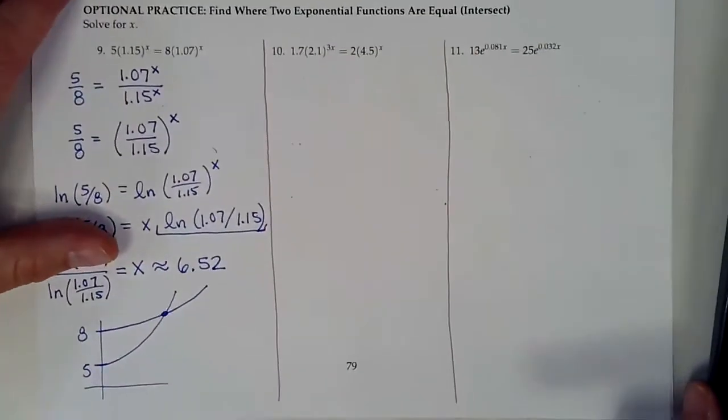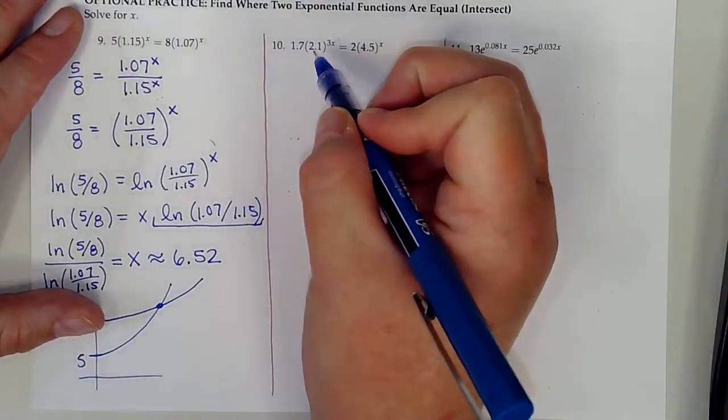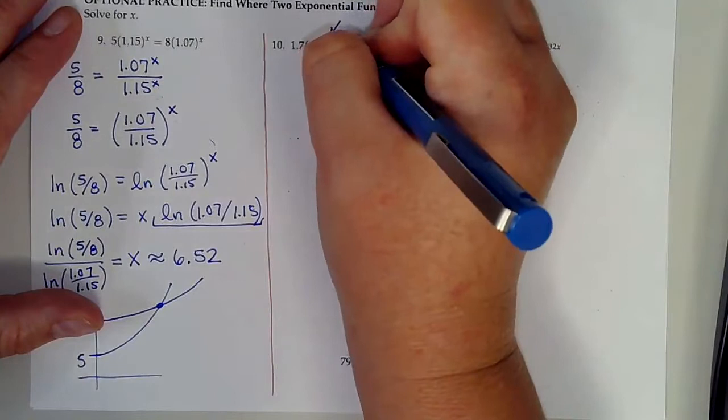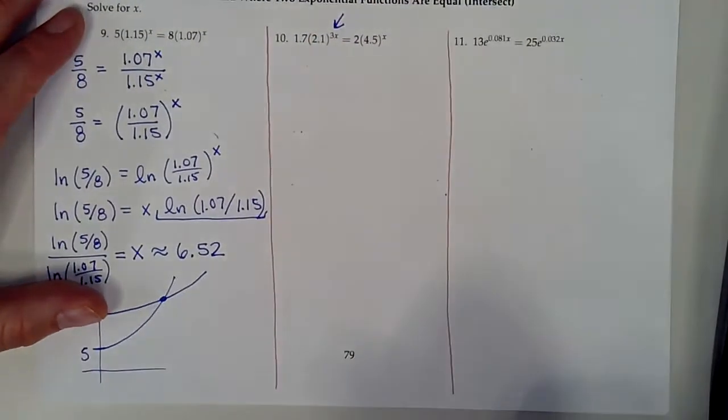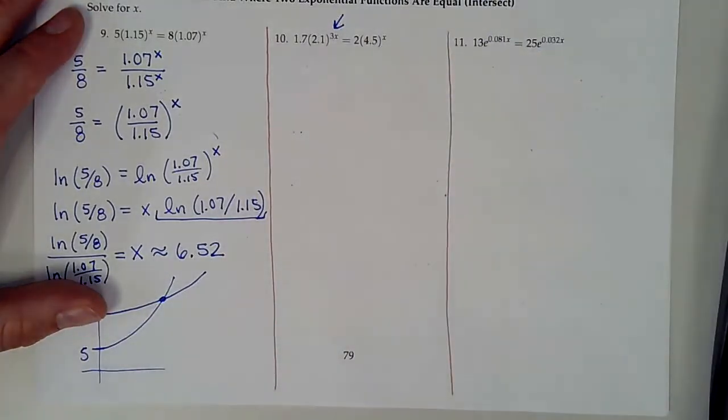All right, so we have another one here. This one is a little more interesting. I have 1.7 times 2.1 to the 3x. It's a little more interesting exponent there. And that's going to be equal to 2 times 4.5 to the x.